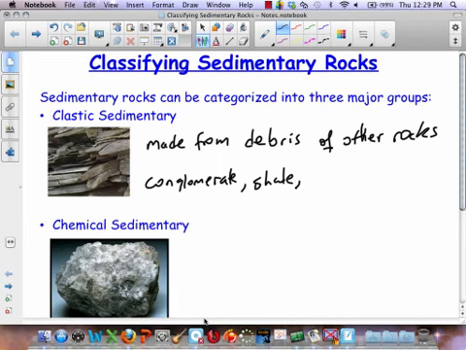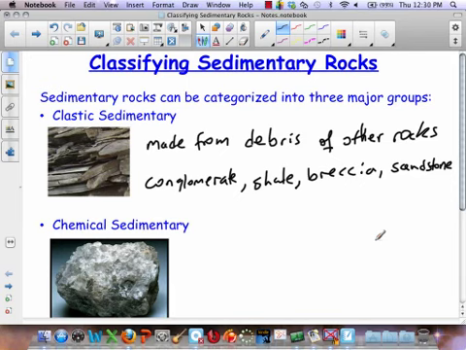Was there any others in there? Yeah, breccia. And what's the last one? Sandstone. So pretty much 4 out of the 5 you guys have in your set are made from clastic materials. So most of our sedimentary rocks are going to be made from clastic materials.